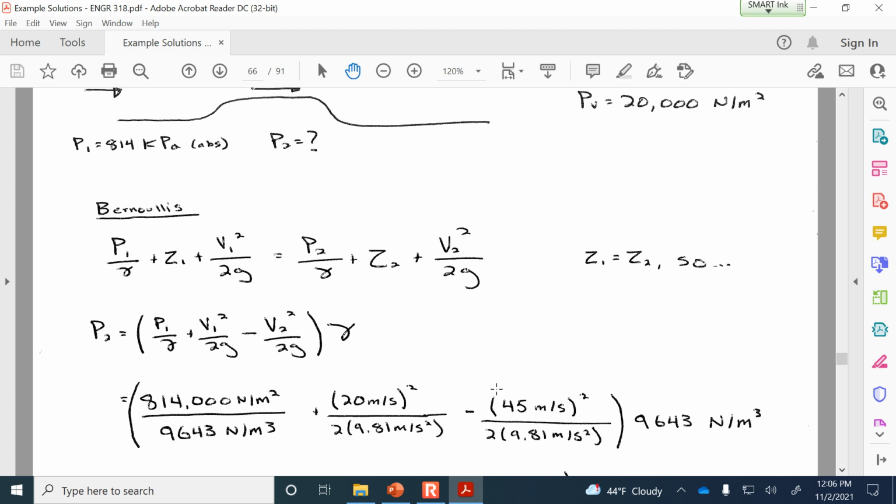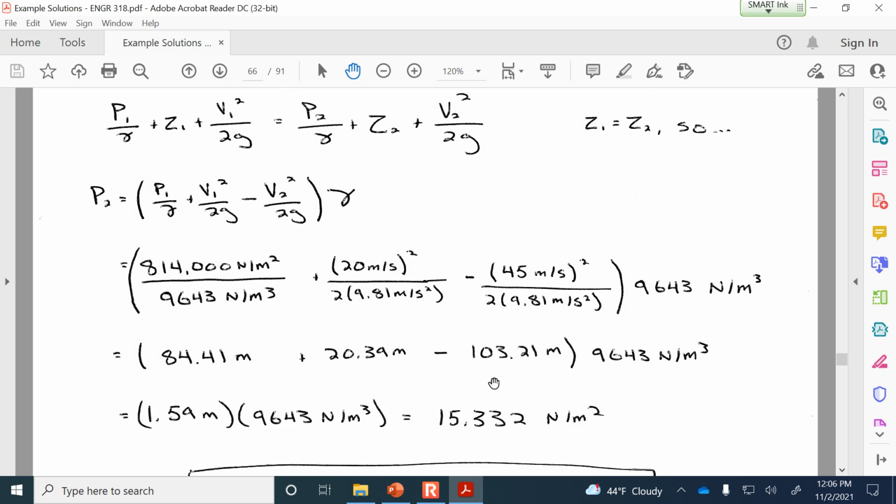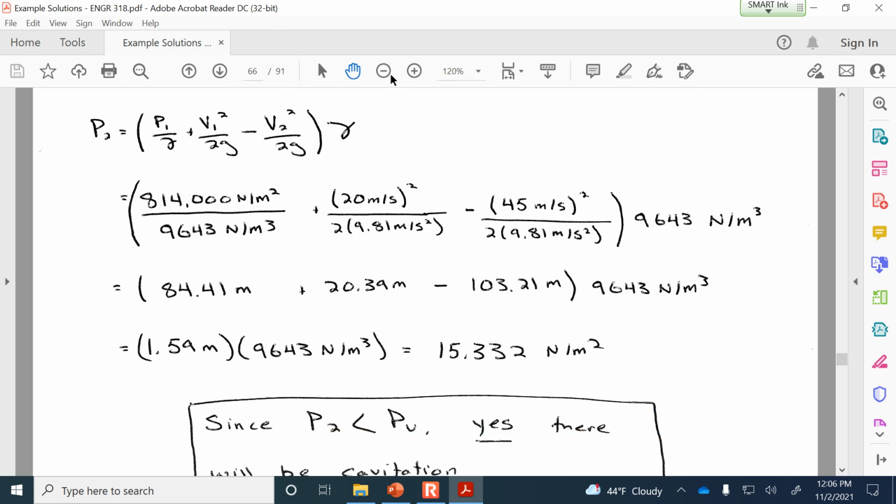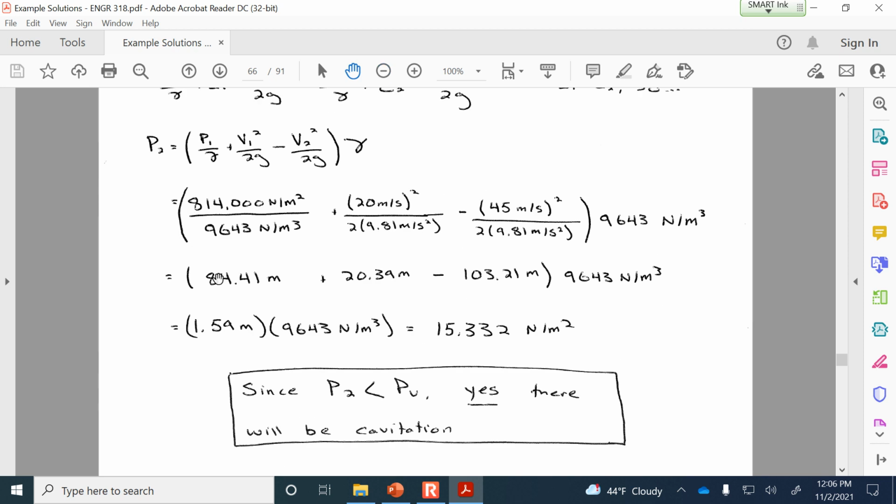I set up the example that way just to have a situation where we would see the liquid pressure fall below the vapor pressure. So there's only 1.59 meters of head available at 2. And if you multiply that by the unit weight of this warm water, since it's relatively warm water, it has a different unit weight than the standard 9810 we'd ordinarily see. So 15,000 pascals is less than 20,000.